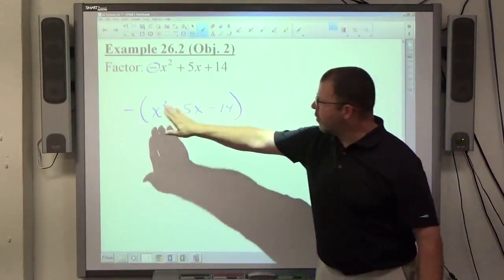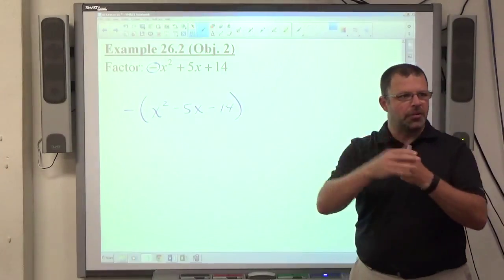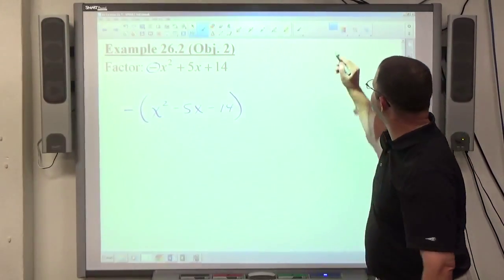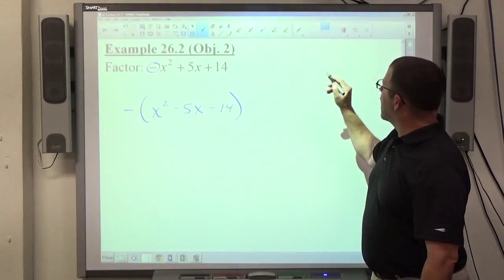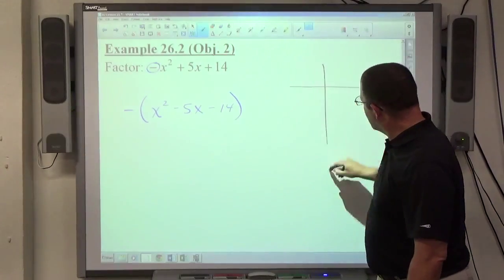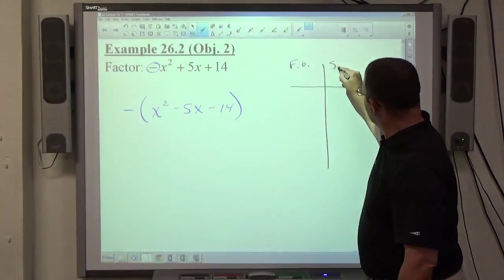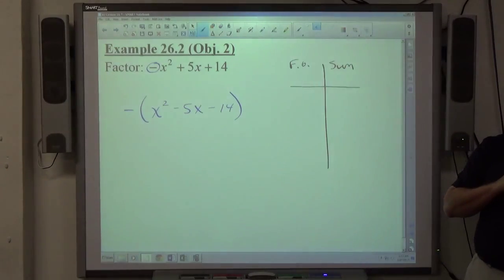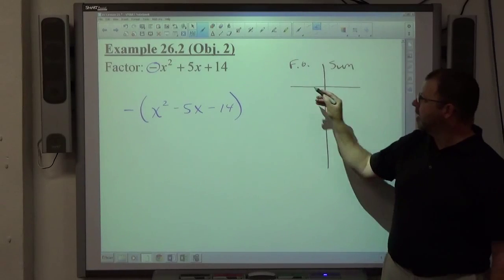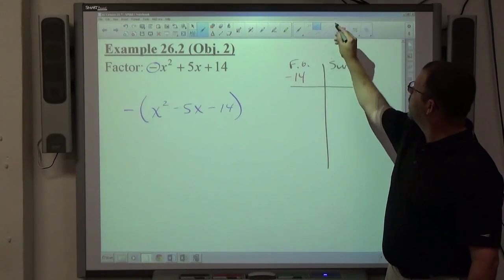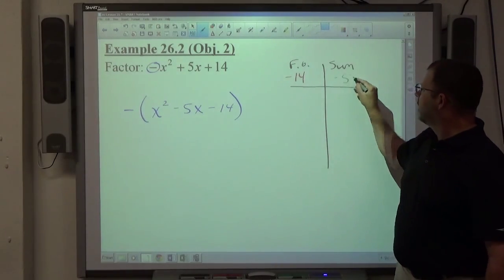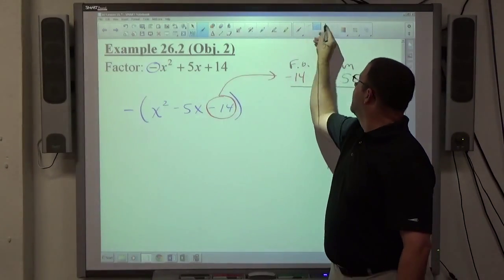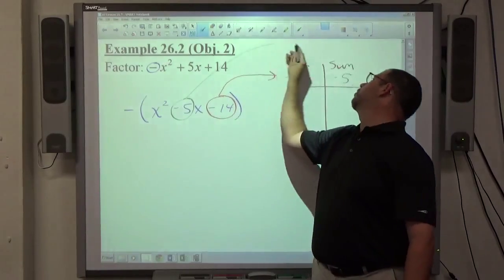So we should always have 1x squared in these problems. So if there's a number in front of x squared right now, it can probably be taken out as a common factor. We'll see that in example 4. So at this point, I got to make my chart. Here's my chart. I want factors of and sum. What do I want to be the factors of this time? Negative 14. And what do I want the sum to be? Negative 5. Again, the constant goes here, and the linear coefficient goes there.